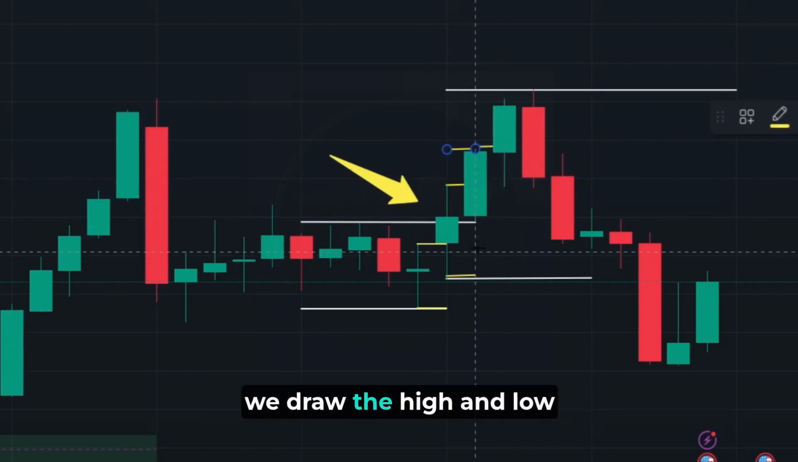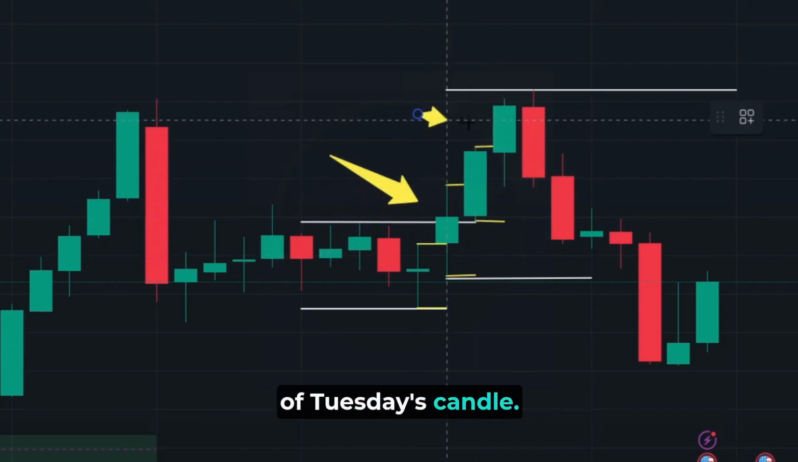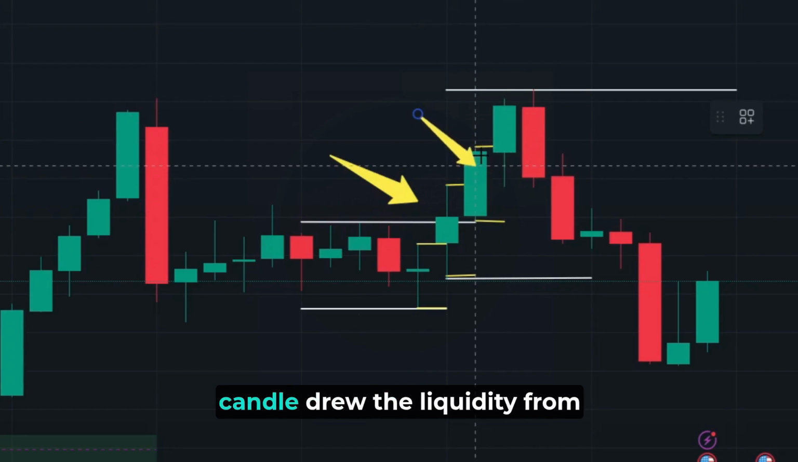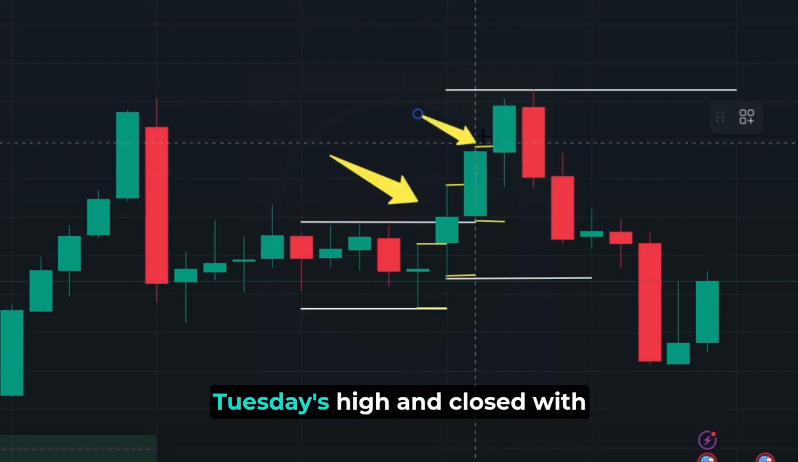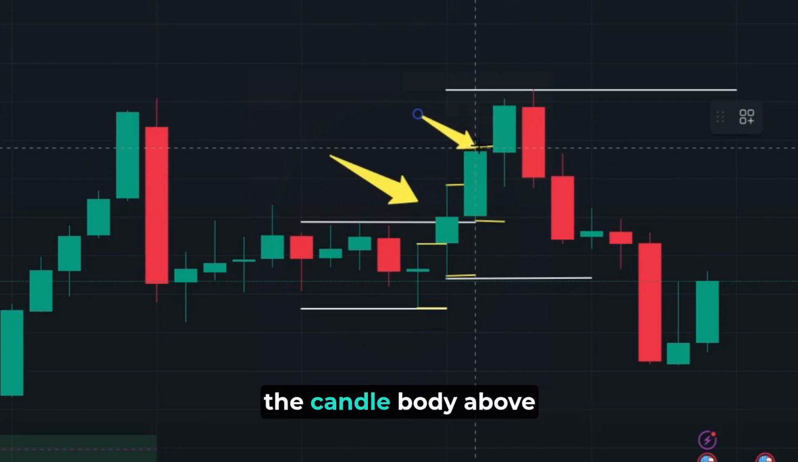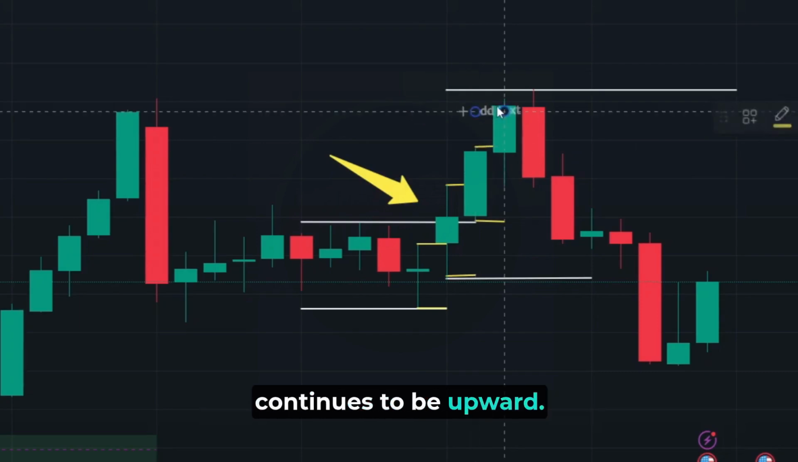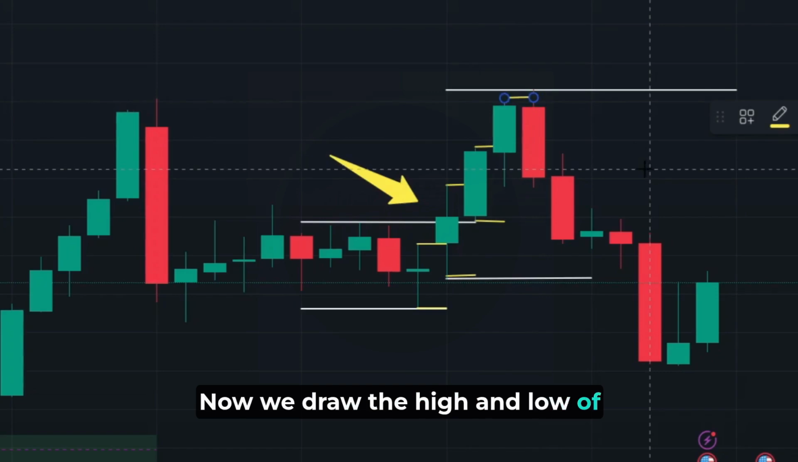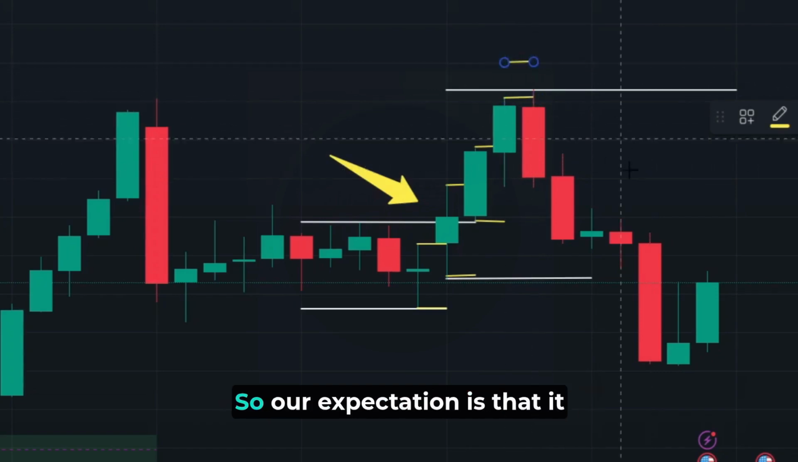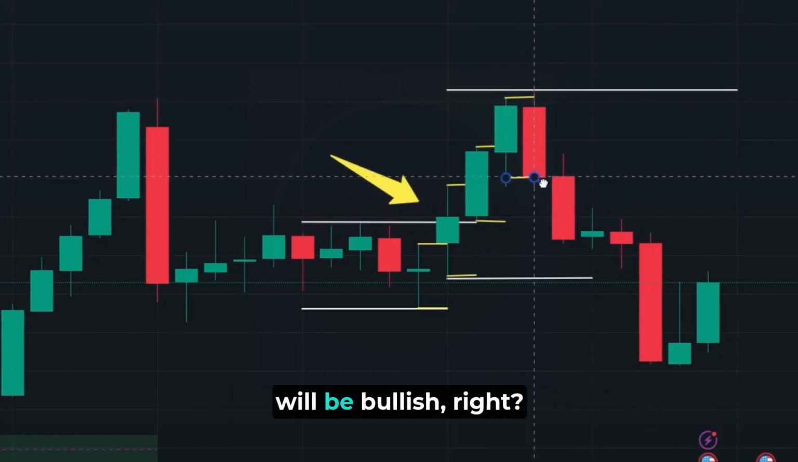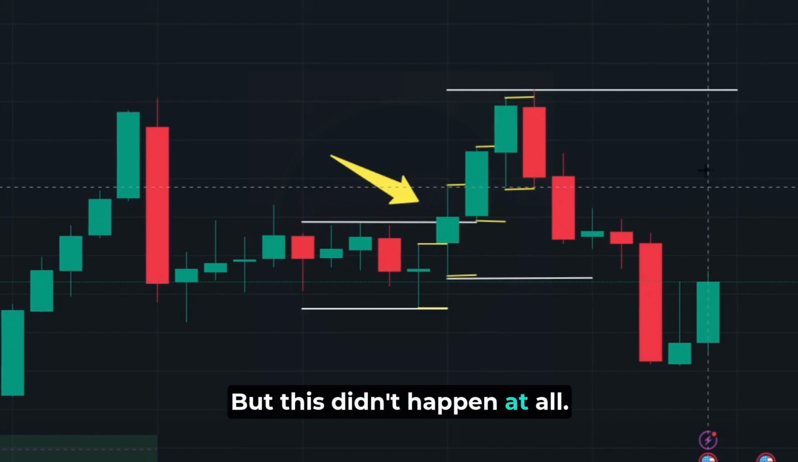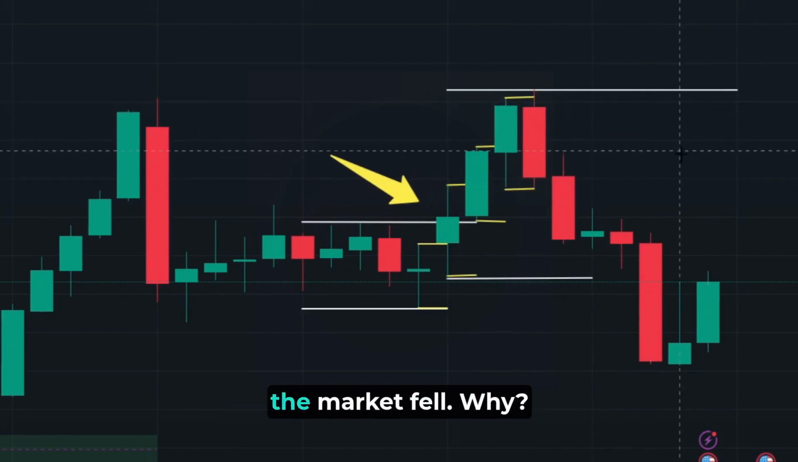Now, we draw the high and low of Tuesday's candle. We also notice that Wednesday's candle drew the liquidity from Tuesday's high and closed with the candle body above Tuesday's high. What does this mean? It means our market expectation continues to be upward. Now we draw the high and low of Wednesday's candle like this. So our expectation is that it will be bullish, right? But this didn't happen at all. Liquidity was withdrawn and the market fell.